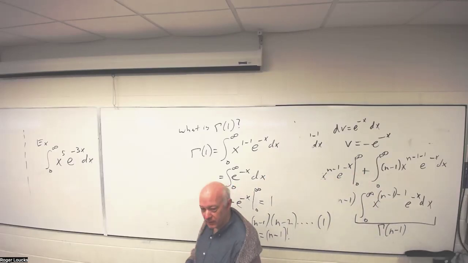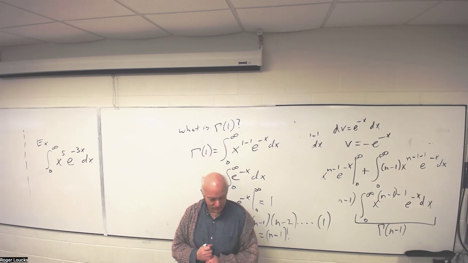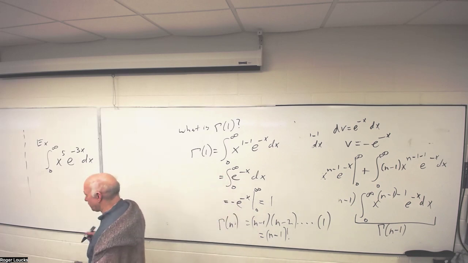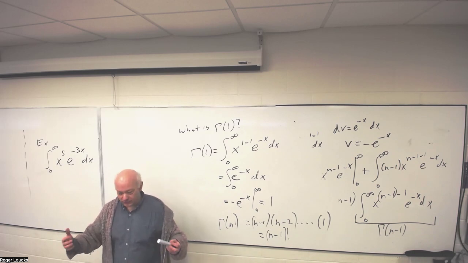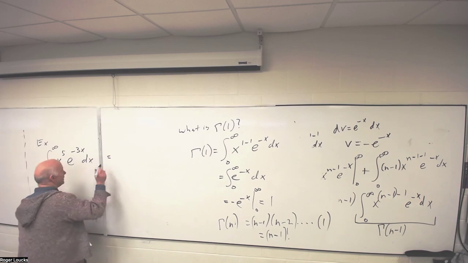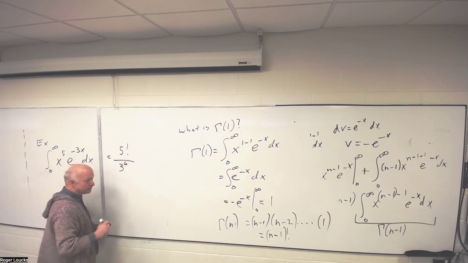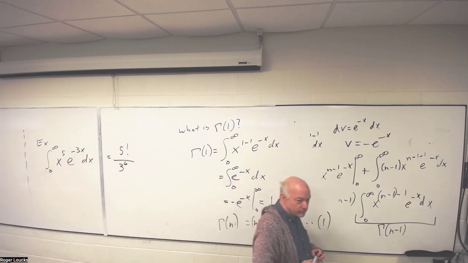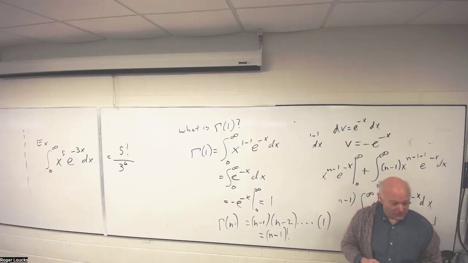Without doing any work, because we want to show off. First of all, when you want to show off, you always have to start off with the generic form, just to emphasize. Okay. Can't wait to find out. There's going to be 5 factorial over 3 to the 6. Okay, so let's go through and figure out why.